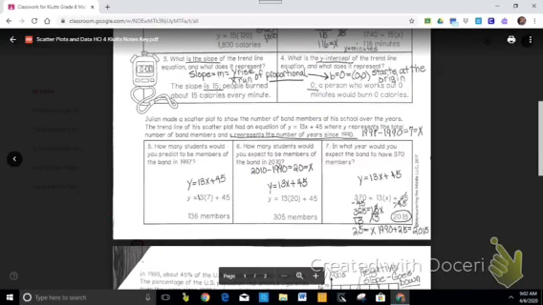Number 6. How many students would you expect to be members of the band in 2010? Well, we subtract to find out that 2010 minus 1990 is 20 years. So this time, x equals 20. I put it into my equation. Y equals 13 times 20 plus 45, which is 305 members.